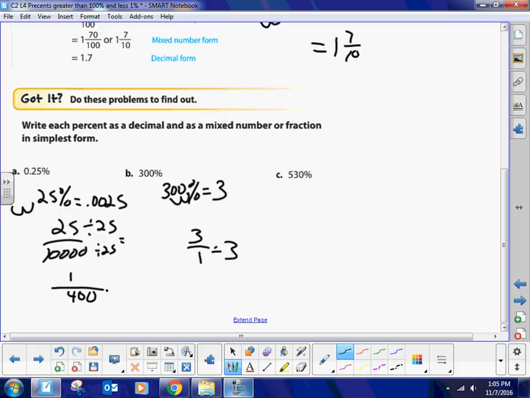Right? All right, 530%. Again, I'd start with 530%. Turn that into a decimal. That equals 5.3, 5 3/10. Right? So you just put 5 and then put the 3 over the 10, and then you're done. Easy peasy. Should be real easy for you guys. Should be able to fly right through this.